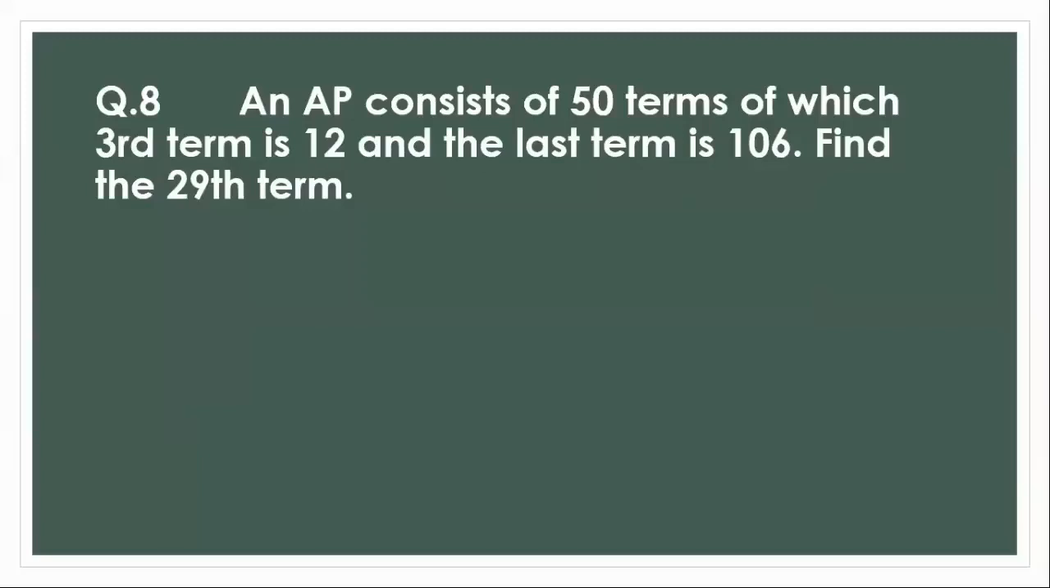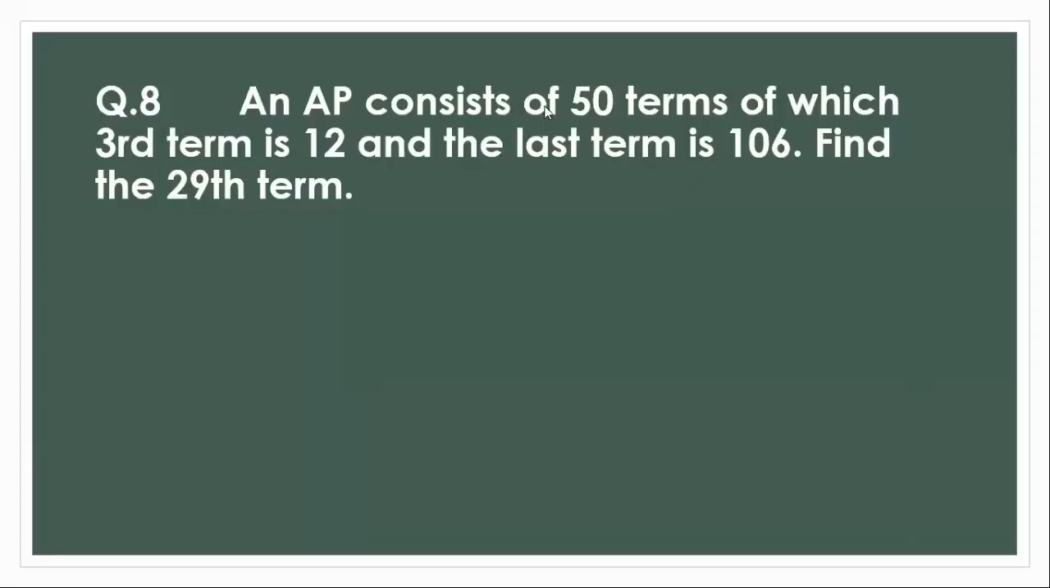Then they also gave that there are 50 terms, and the 50th term is 106. That means A plus 49D is 106. Am I clear, children? Call A plus 2D equals 12 as equation 1, and A plus 49D equals 106 as equation 2.